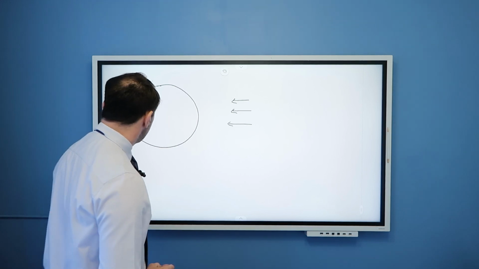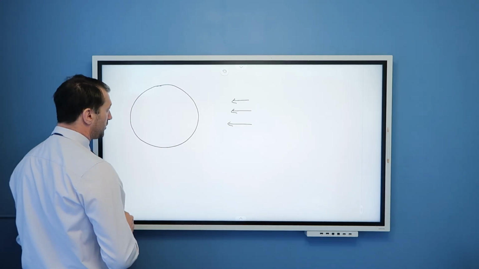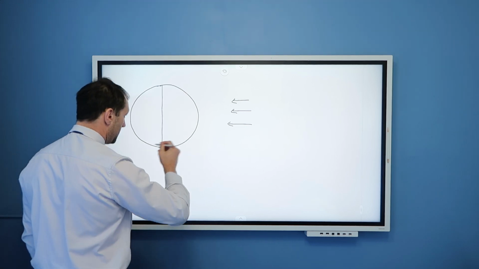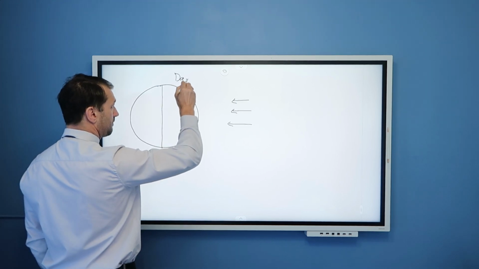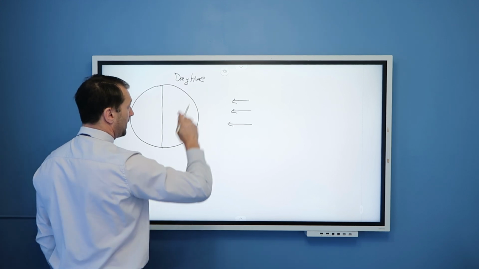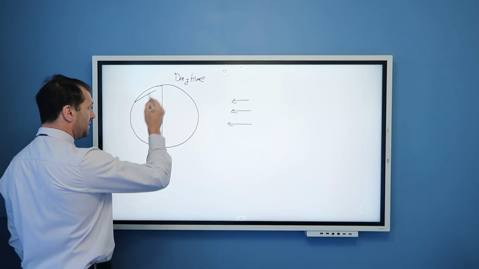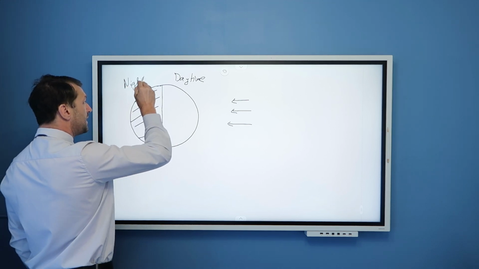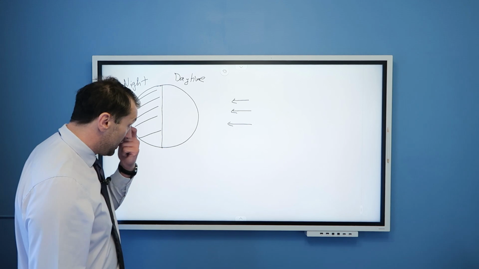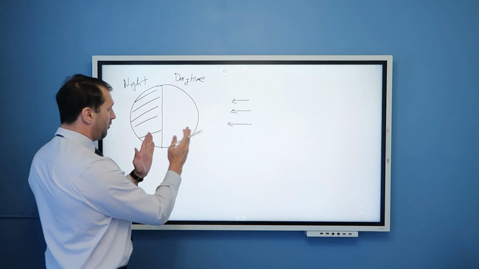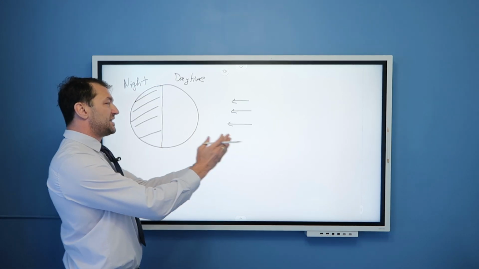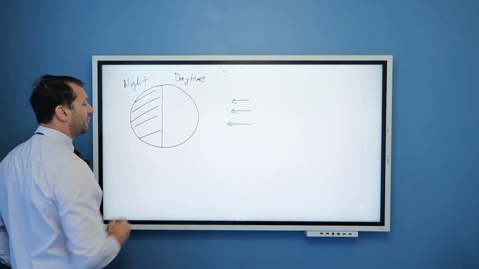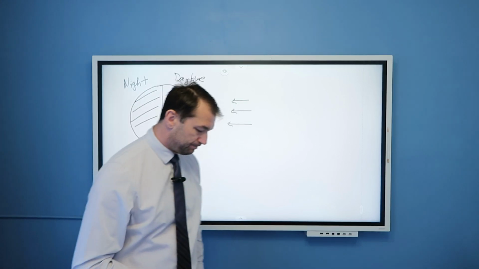Now, the first technical thing that we need to understand here is that only half of our planet is in daytime at any given moment in time, and another half of our planet is in nighttime conditions. In other words, only half of our spherical planet receives and absorbs solar radiation, and the other half is in nighttime conditions.